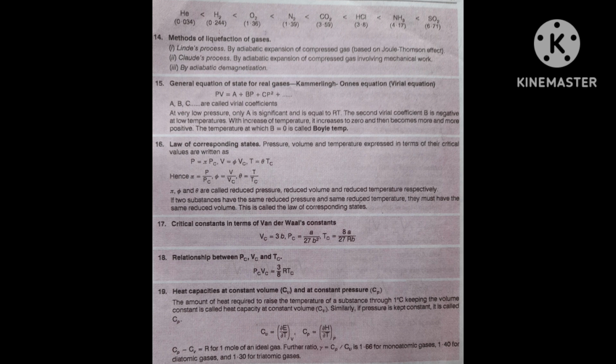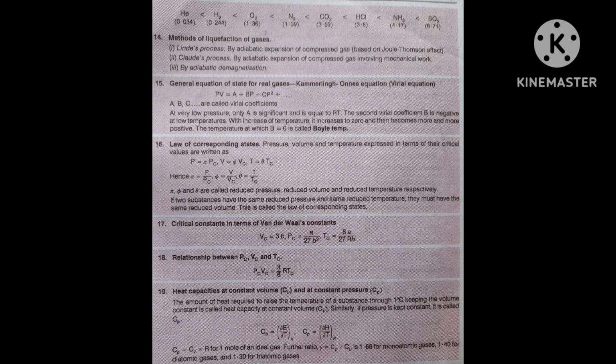And next point, that is the heat capacities at constant volume and at constant pressure. Heat capacity at constant volume is called Cv, and at constant pressure it is called Cp. The amount of heat required to raise the temperature of a substance through 1 degree centigrade, keeping the volume constant, is called heat capacity at constant volume. Similarly, if pressure is kept constant, it is called Cp.